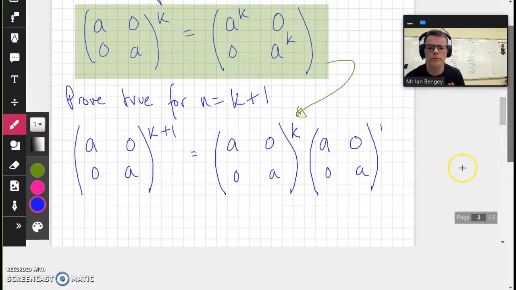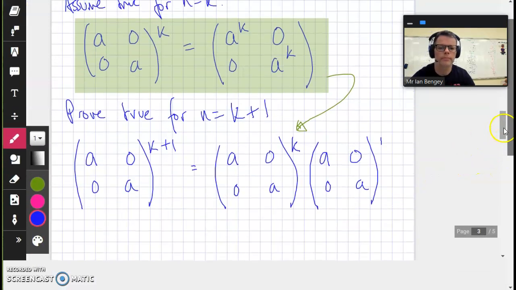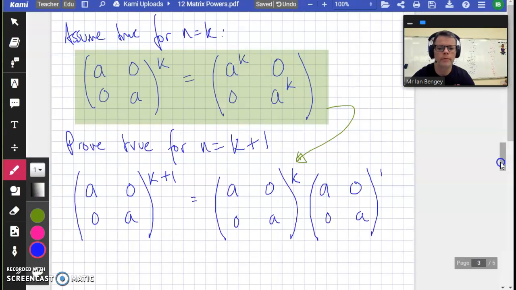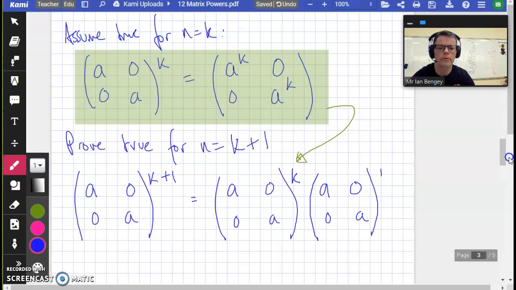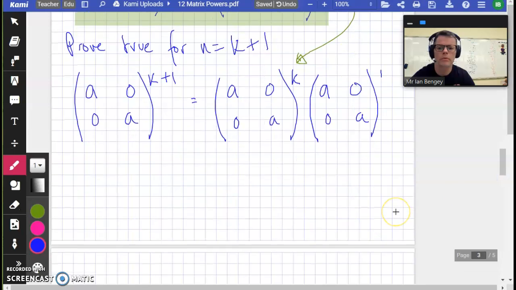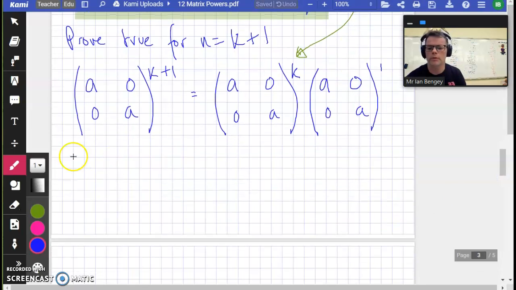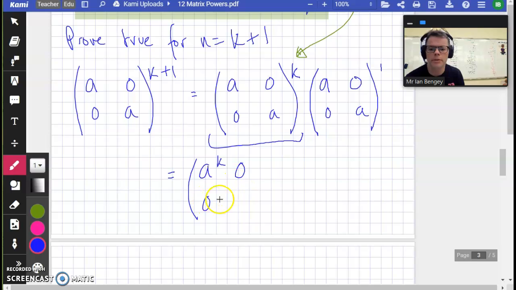If you've not seen it before, what's going on here? Let's just try and do that. There we go. A little bit of a hiccup there in the IT. Okay, so I'm going to make that assumption now. So I know that there is my assumption from above. So that's [a^k, 0; 0, a^k] multiplied now by [a, 0; 0, a].